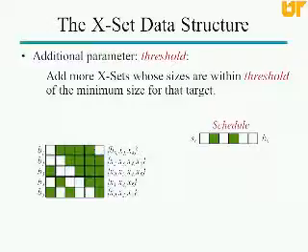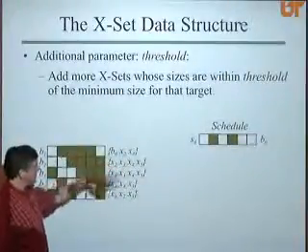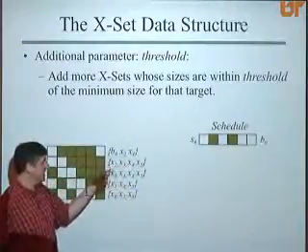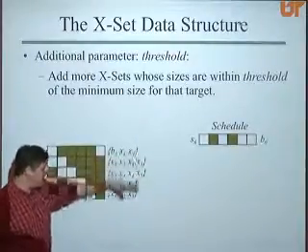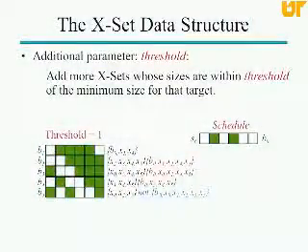Okay, so to that, I'm going to add 3 parameters to be able to enrich this. The first parameter is what I call threshold, and threshold says, if I can generate an alternative X set whose size is within a certain threshold of the minimum size X set here, then I'm going to add that to my set of X sets. And best explained with an example.